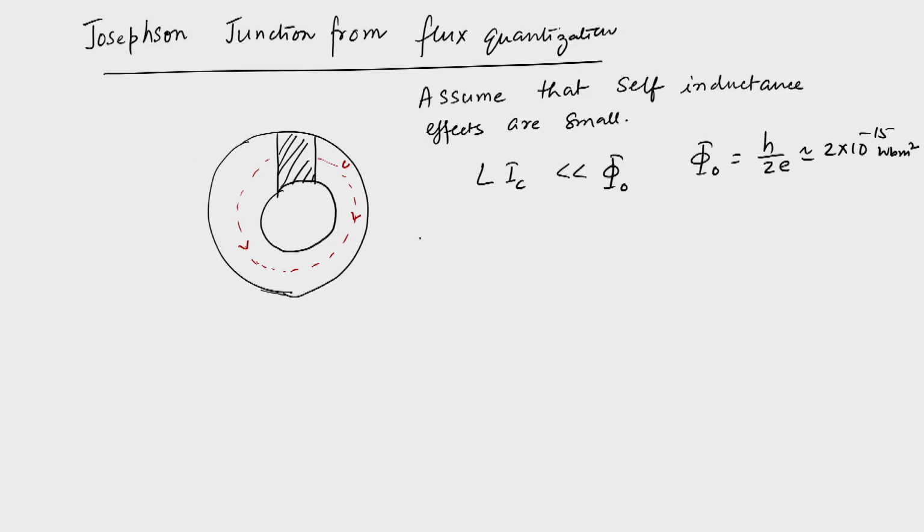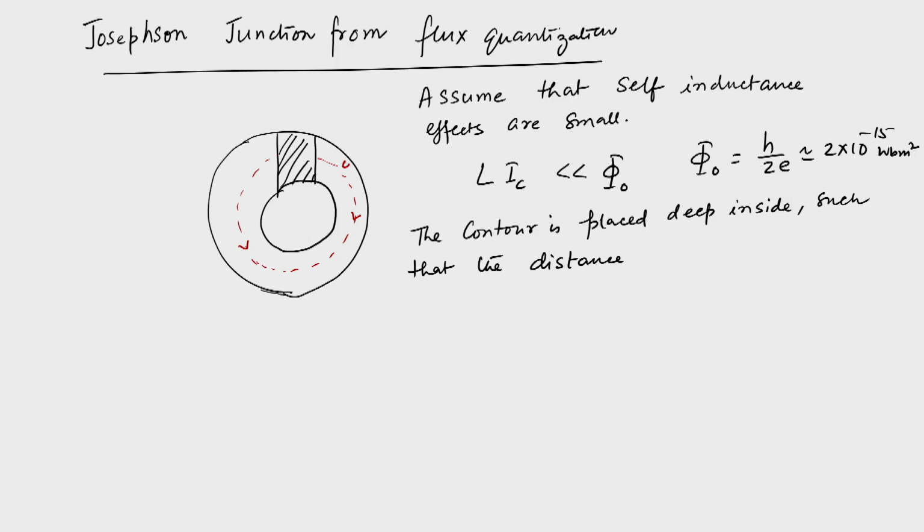And the contour is placed deep inside, such that the distance from the inner circumference, let us call that d, is much greater than lambda, which is the London penetration depth.